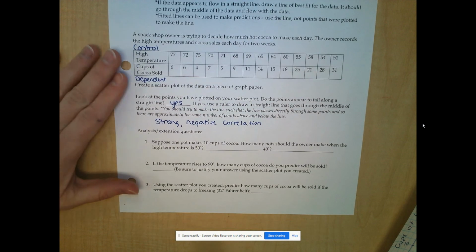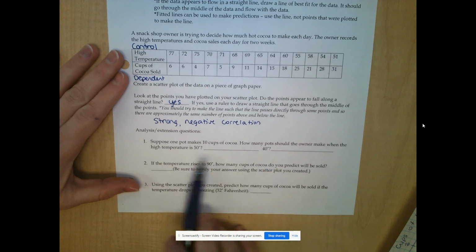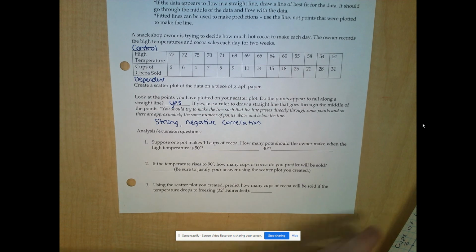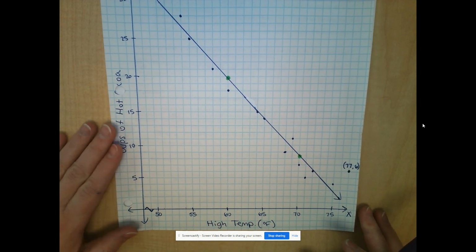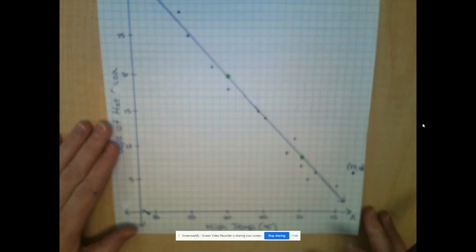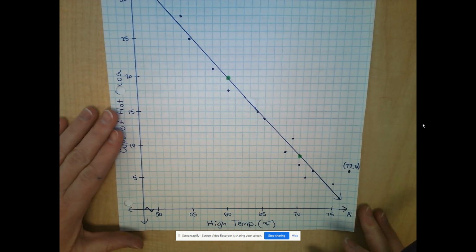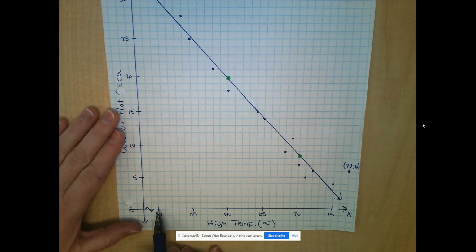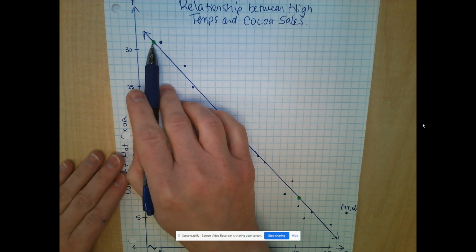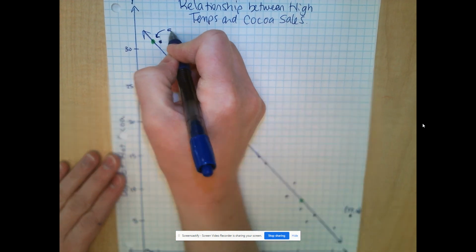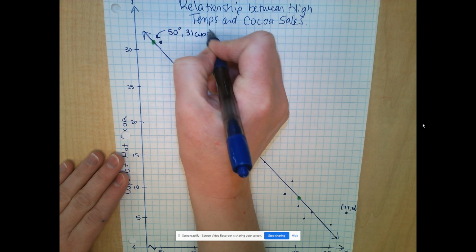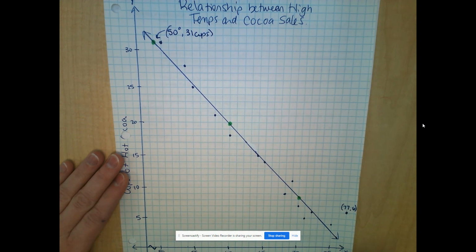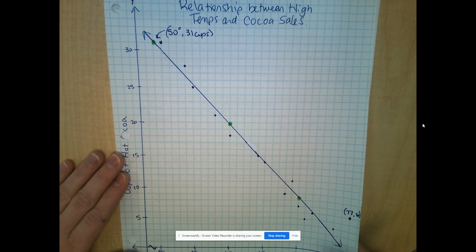Suppose one pot makes 10 cups of cocoa. How many pots should the owner make when the high temperature is 50 and 40 degrees? So if I look at this, I'm going to use my fitted line. I'm not going to use individual points on the graph because the fitted line sort of takes an average of all of them. So if I go here to 50 and I go up until I hit my fitted line, it looks right here like 50 degrees needs about 31 cups of cocoa. So 31 cups would take about 3 batches, right? 3 pots of hot cocoa.